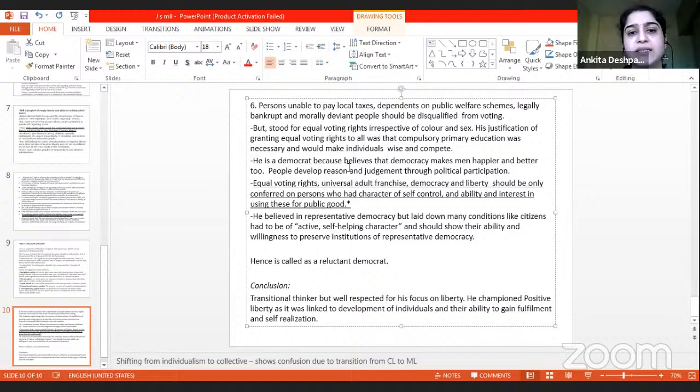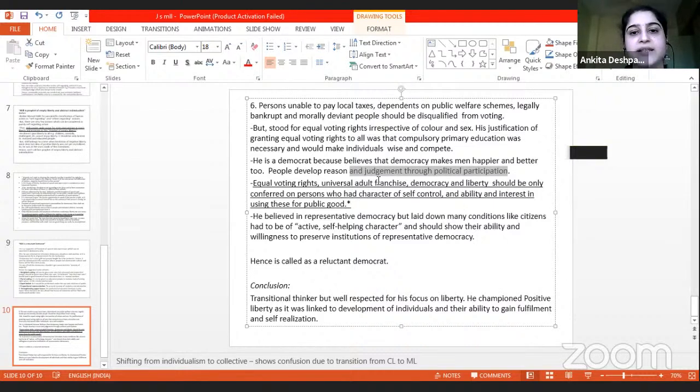So he is a Democrat because he believes that democracy makes men happier and better, and people develop reason and judgment through political participation. The same concept, political participation, elitism, you've seen in Aristotle also. That's the reason why Aristotle believes let's keep slavery, because the master should concentrate on the political process. Same similar concept you see here: political participation should be necessary. If you are participating in political processes, only then, even J.S. Mill, like Aristotle, says you can be given political rights.